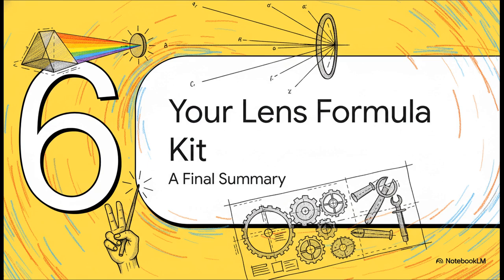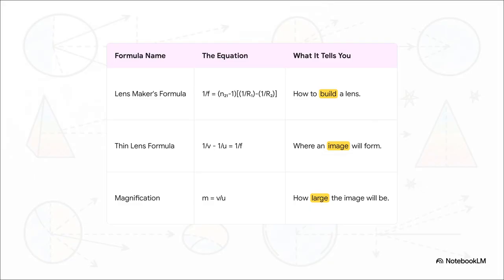Okay, we have covered a ton of ground here. We went from the deep physics of how light bends all the way to a cool magic trick. So let's wrap this up by pulling everything together into one simple, powerful toolkit that summarizes all the key ideas. So here it is, your cheat sheet. The lens maker's formula, that's for the engineer. It tells them how to build the lens.